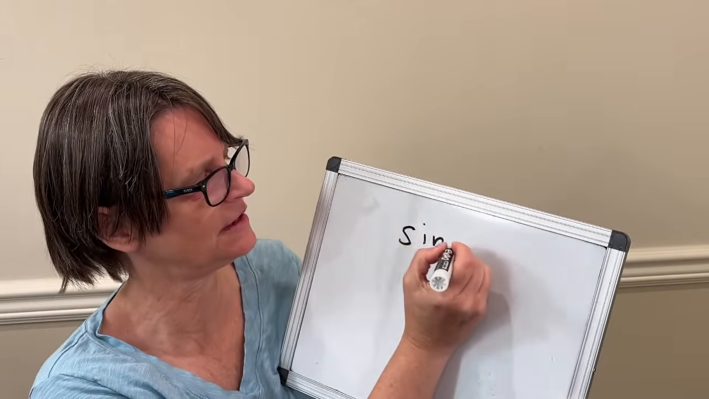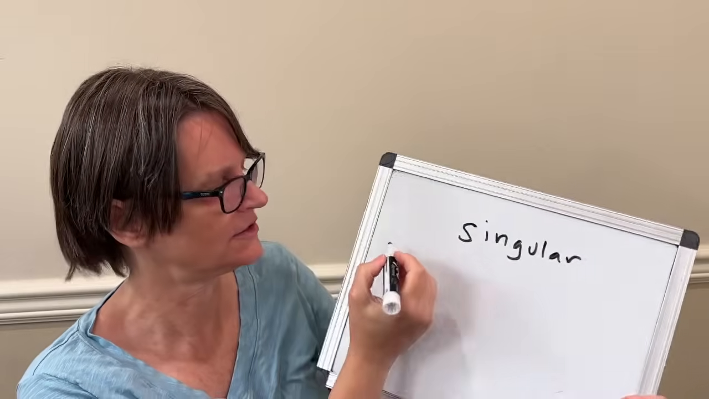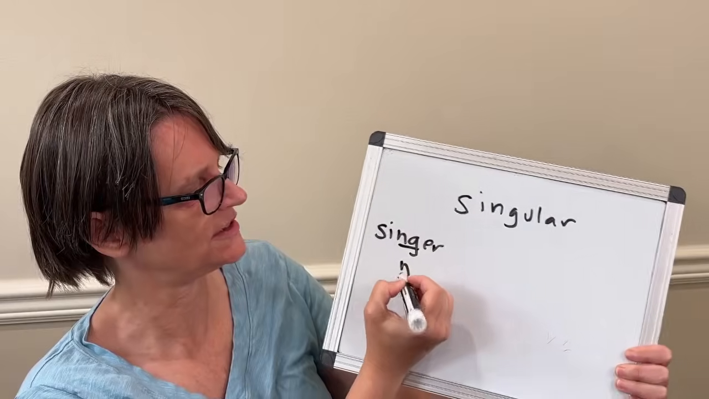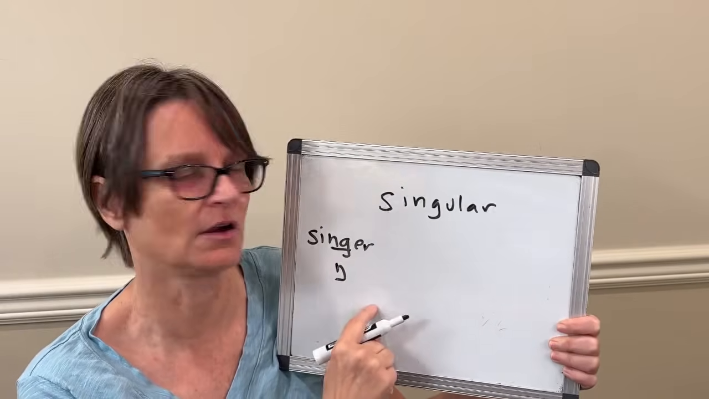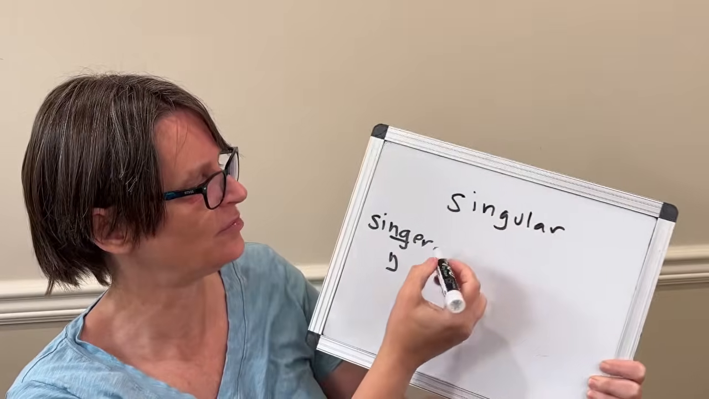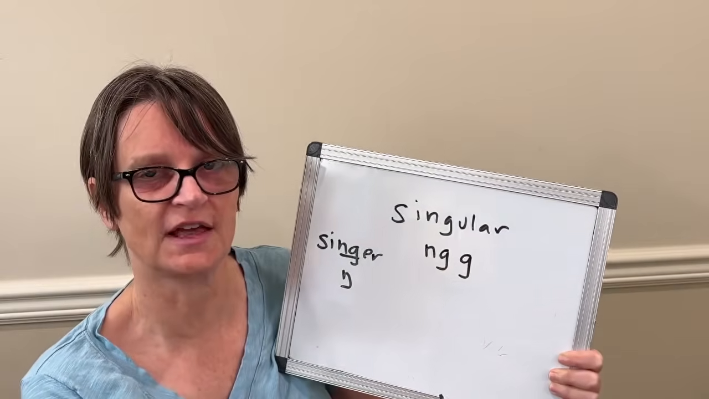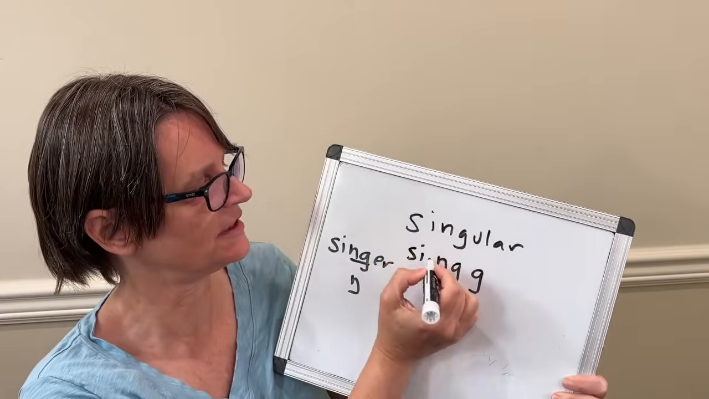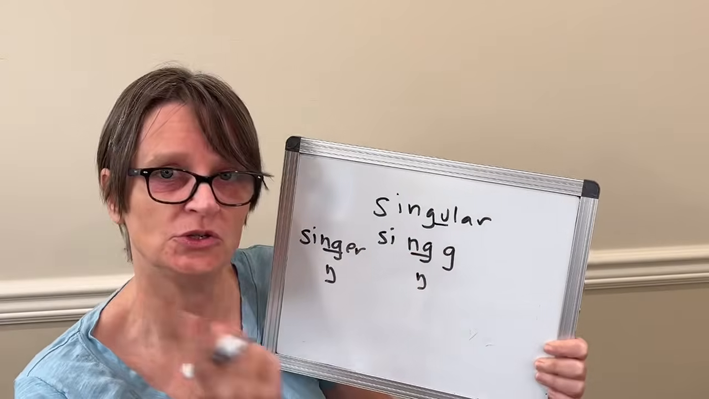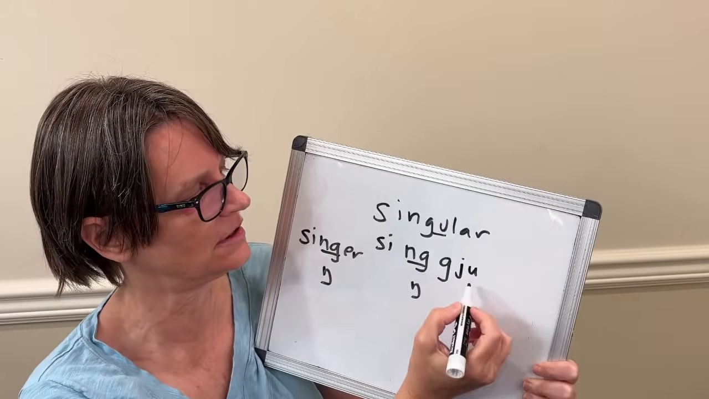So in singular, we have words like singer or singing, where the letters NG just say one sound. It's not sing-ger, just singer. But in singular, we do have both the NG sound and the G sound. So it sounds like sing with the ng sound, sing-gya. And then my GU has a y here. So it's sing-gya, singular.